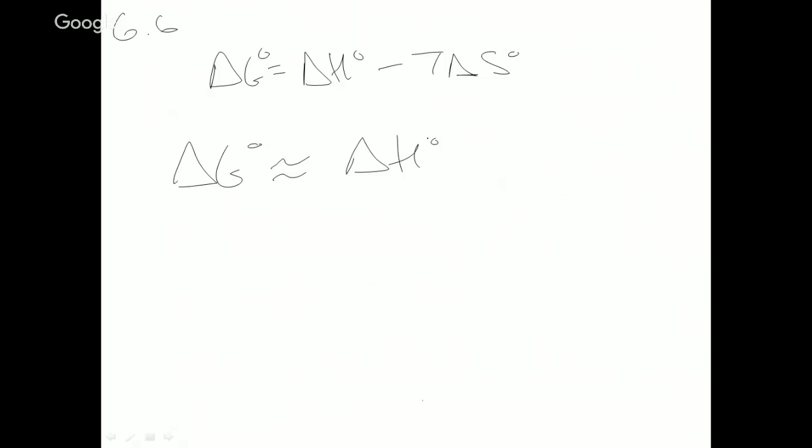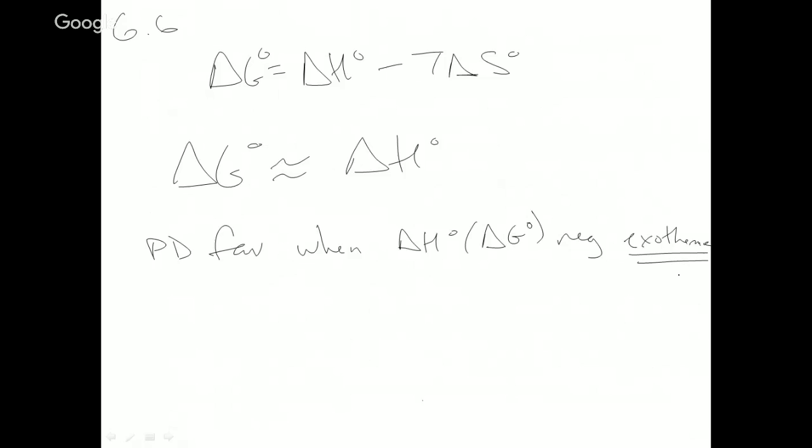Products favored when delta H, i.e. delta G, is negative, exothermic. Technically, there's exergonic and endergonic. We use exothermic and endothermic. Okay, we make approximations, just like the pKa. Starting material favored when delta H, delta G is positive, endothermic. And we're going to show graphs to illustrate this. So we'll use delta H a lot.